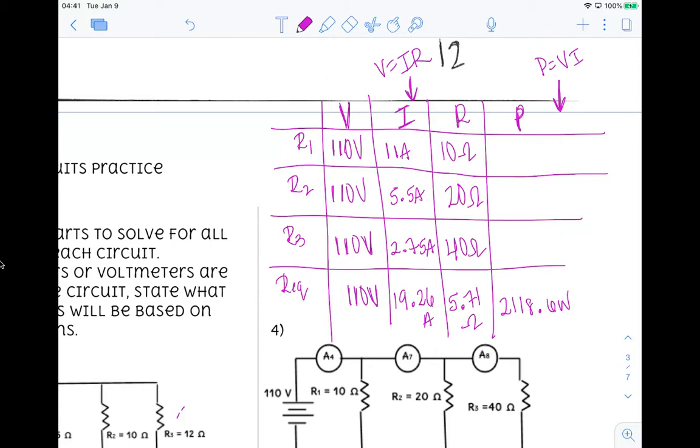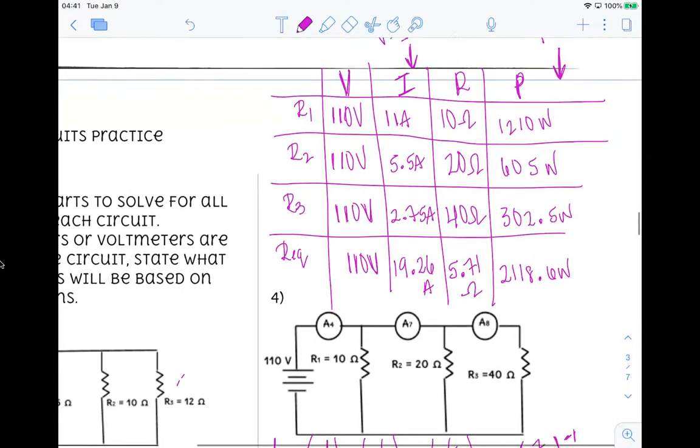Keep it interesting. Let's work backwards like we said. So R3, we end up with 302.5 watts. We end up with 605 watts for R2. And lastly, for our R1, we ended up with 1,210 watts.